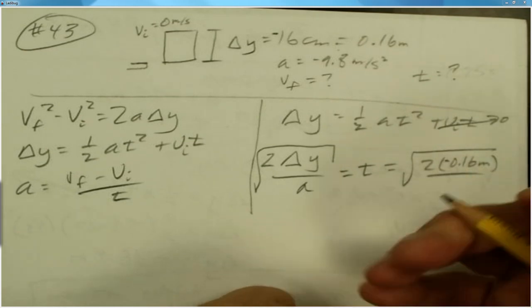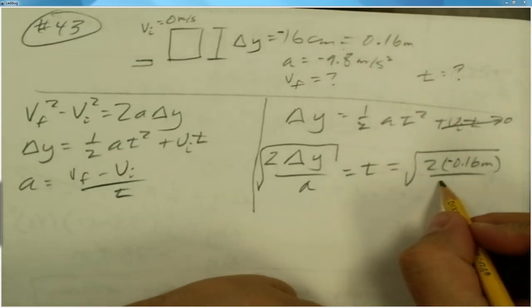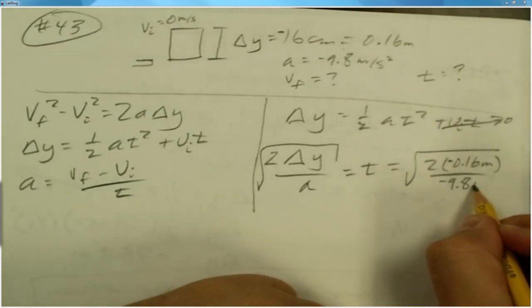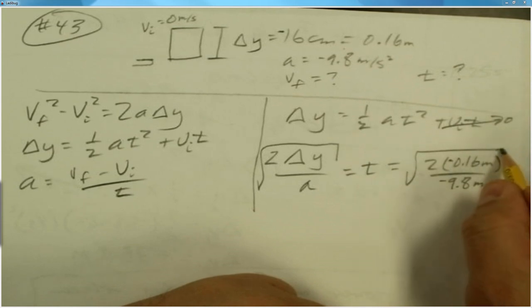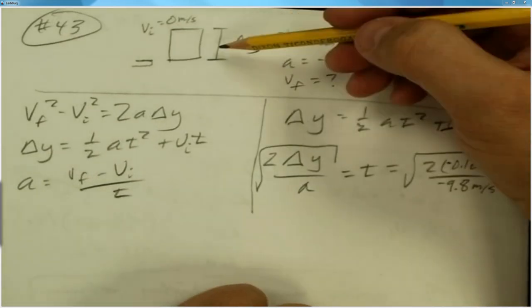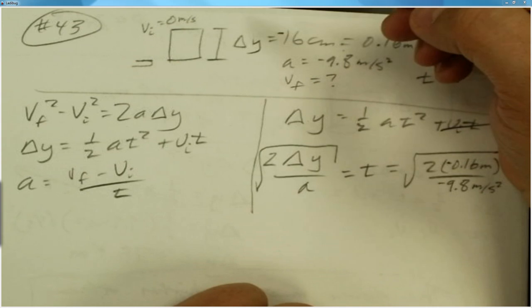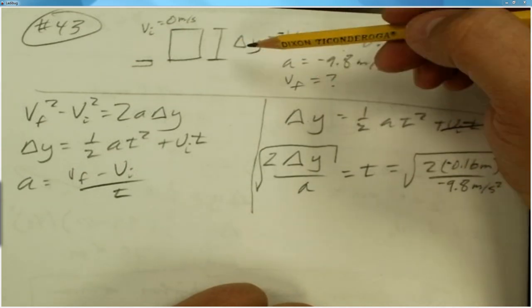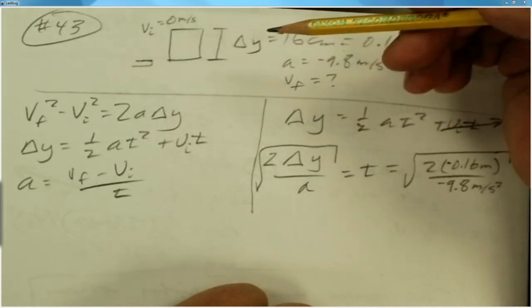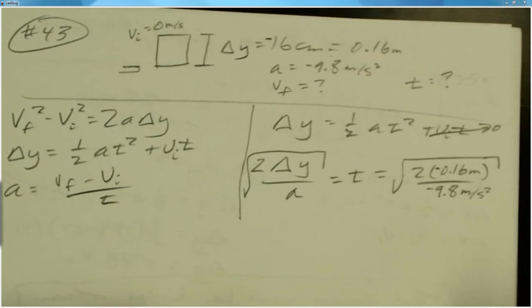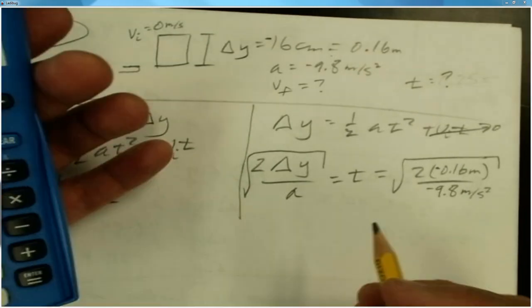It's going to be negative 16. So then this is negative 9.8 meters per second squared. The reason this is negative 16 is the bill is falling downwards. So its final position in y is lower than its initial position in y, and its final position minus initial position, so it's going to be a negative number.